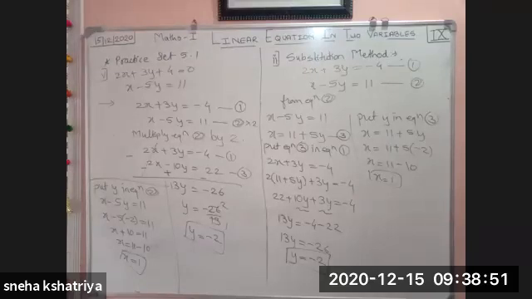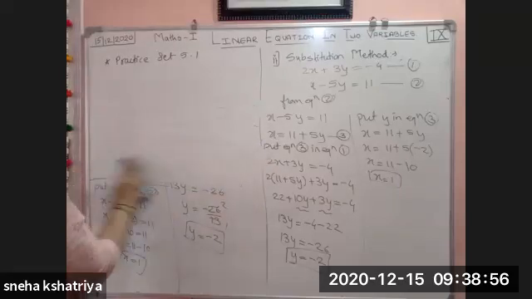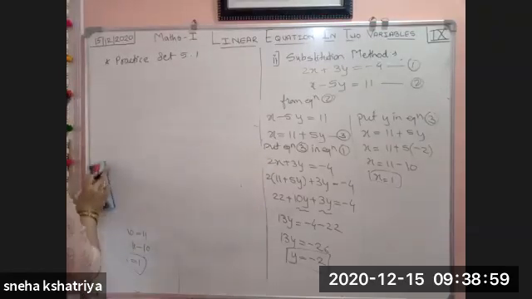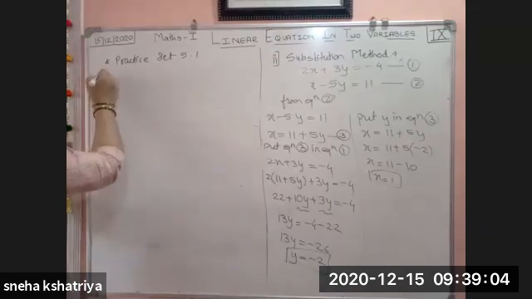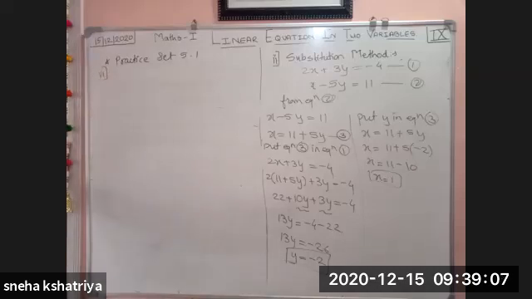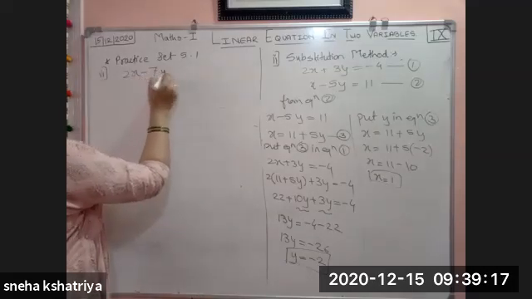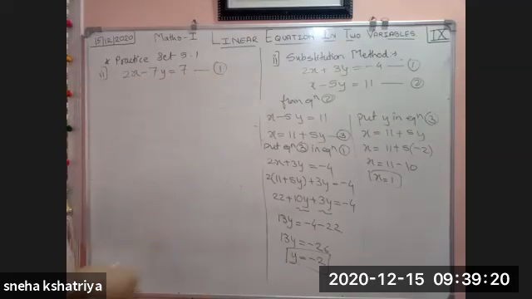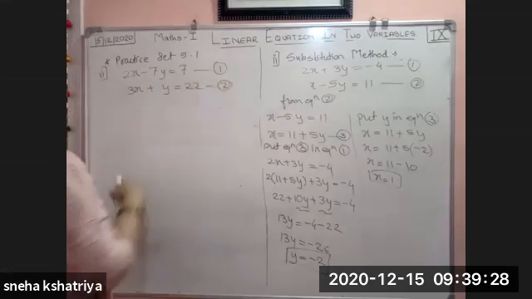Now the next example is also of the same type. The last example, I will give only the instructions on how you are going to solve it. You are going to solve this example: 2x minus 7y is equal to 7. This is equation number 1, in the proper form. Second is 3x plus y is equal to 22. This is equation number 2.